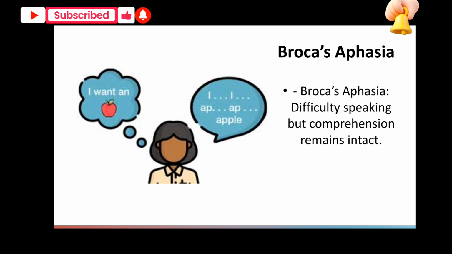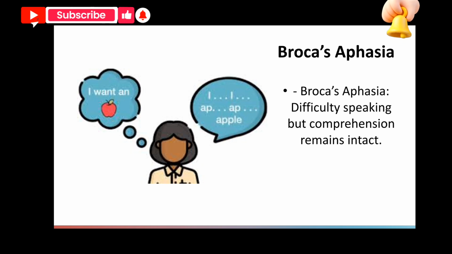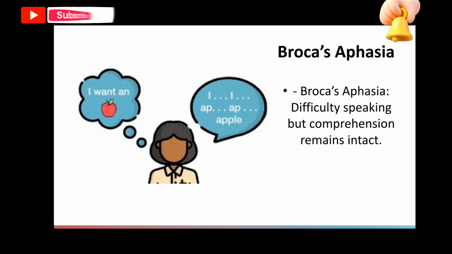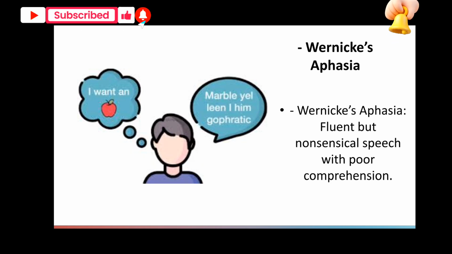Now the first one, that is Broca's aphasia. Broca's aphasia, difficulty speaking, but comprehension remains intact. Comprehension is fine. If this part, Broca's area, is damaged, comprehension will be fine, but you will have a problem in speaking. For example, you want to say that I want an apple. You have this in mind, but you can't produce it. You will say, a apple. So you'll have a problem producing sentences. You will use some phrases, broken words, not complete ones.